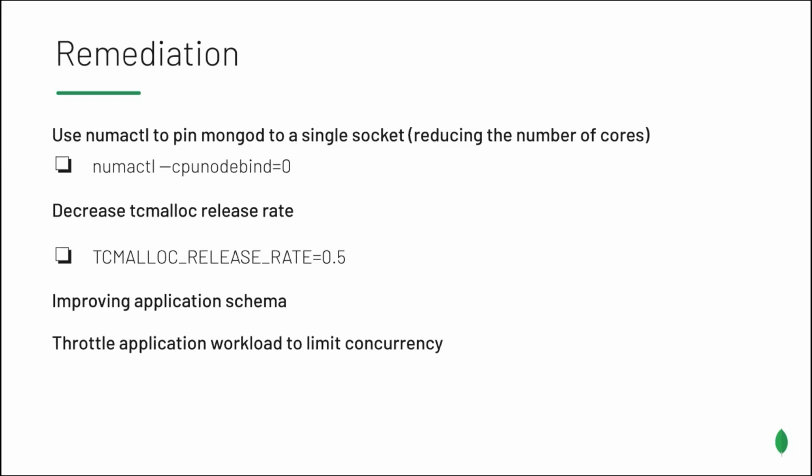We also mentioned earlier the workload is high volumes of updates to extremely large documents. We'll talk about this in more detail later. But one remediation we could try is to improve the application schema design so this workload can be improved. Also, we mentioned earlier that we recommended customers to throttle their writes by using write concern majority. This is still a valid remediation.